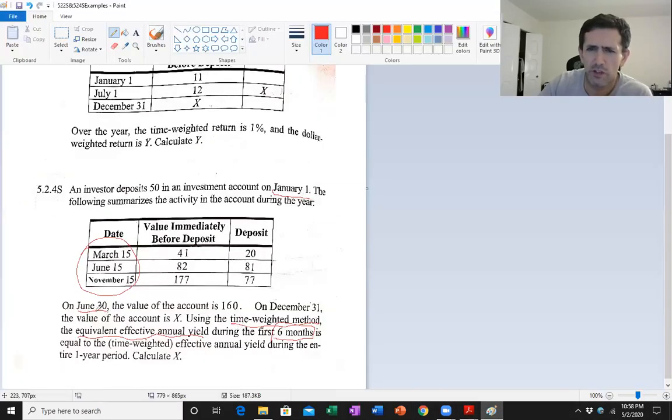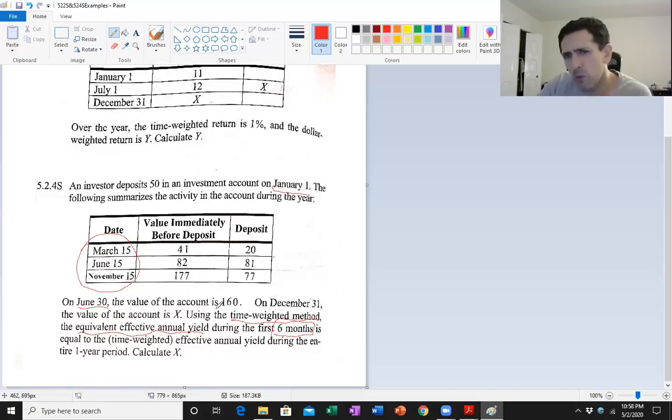So June 15th to June 30th. Right? And this is important, how much is in the account on June 30th, because we have to use it to compute the yield for the first 6 months. Because January 1st to June 30th is exactly 6 months. We can't use any other date. So it is very important to know how much is in the account on June 30th, because the problem is telling you it's important. Right? Okay, anyway.